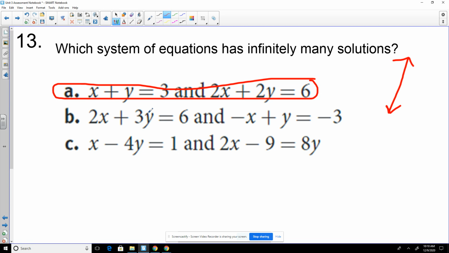Now, for practice purposes, you can go and graph these two systems on your own once we finish with the Google Meet. And you'll see that those do not have infinitely many solutions. One is no solution and one is one solution.